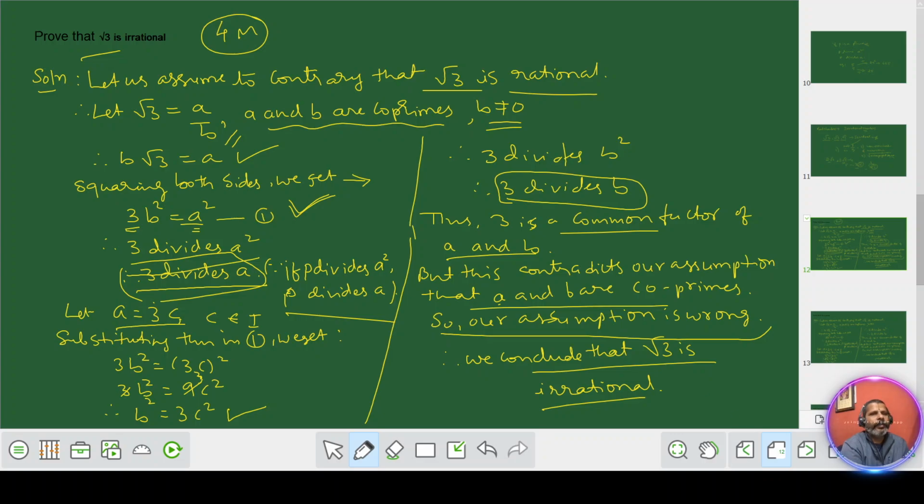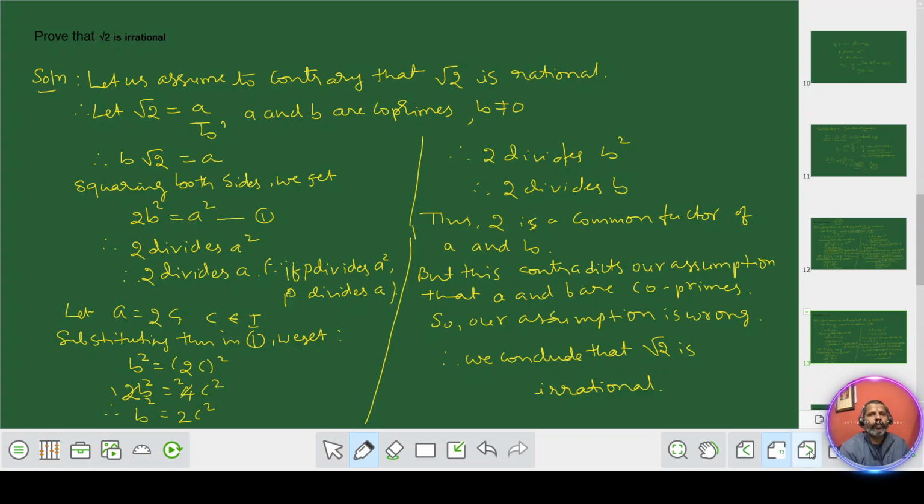Then similarly we'll see root 2. Prove that root 2 is irrational. Okay. Same steps will continue. In place of root 3, we write root 2. Let's see. The first statement remains same. Let us assume to the contrary that root 2 is rational.